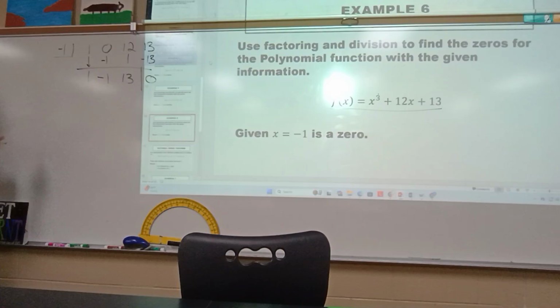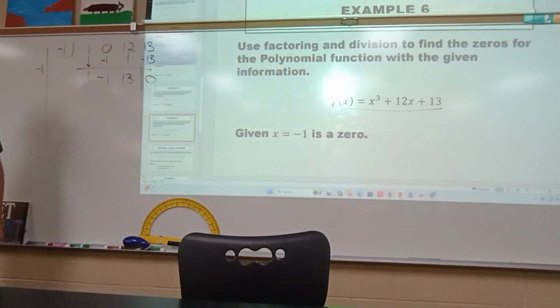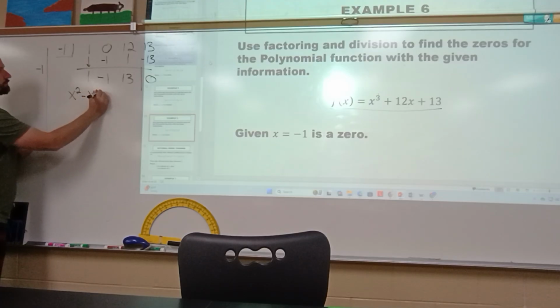So technically, if I'm looking to find all the zeros, do you like it when I rewrite it factored, or can I just put it in the back of my head? Negative 1 is going to be one of my zeros, right? How do I know that? They told it to me, right? So now what I'm going to worry about is this x squared minus x plus 13.